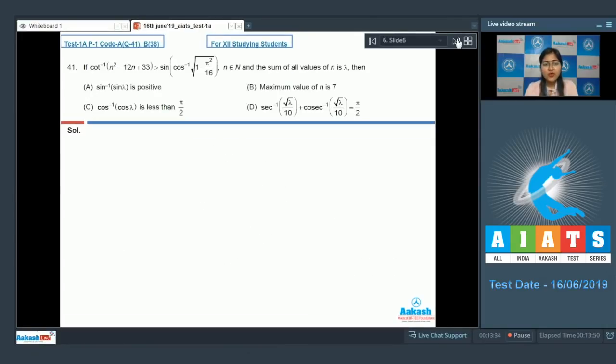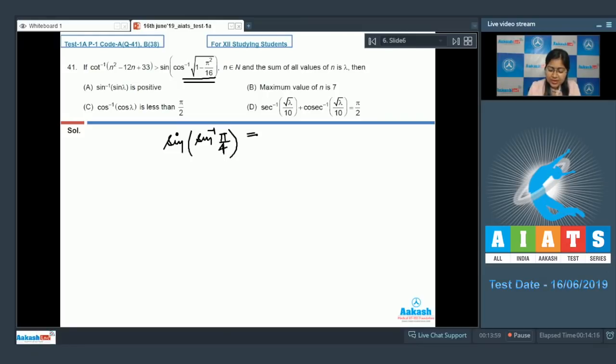Next is question number 41, which says that cot inverse of n square minus 12n plus 33 is greater than sine of cos inverse of under root of 1 minus pi square by 16. So, here it can be seen that this can directly be written here, sine of sine inverse pi by 4.